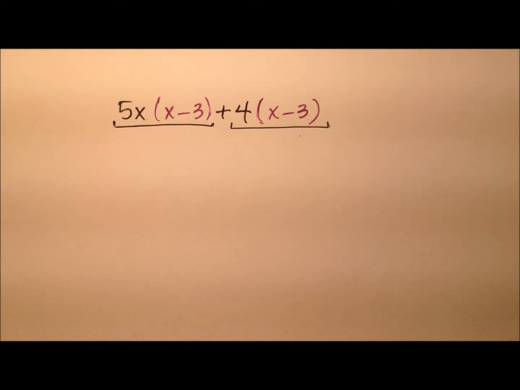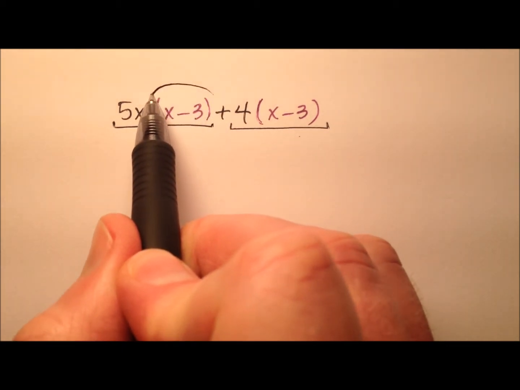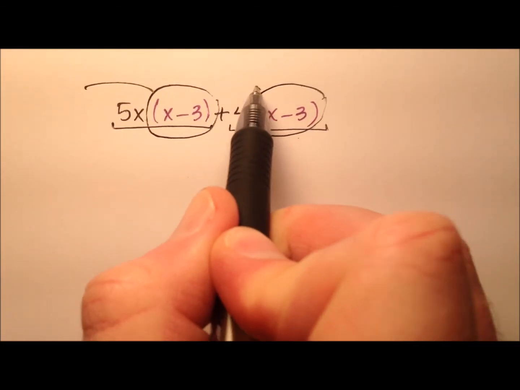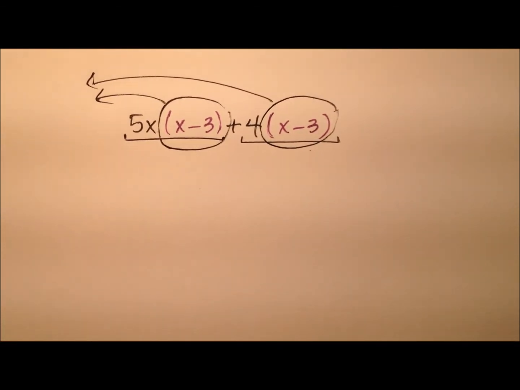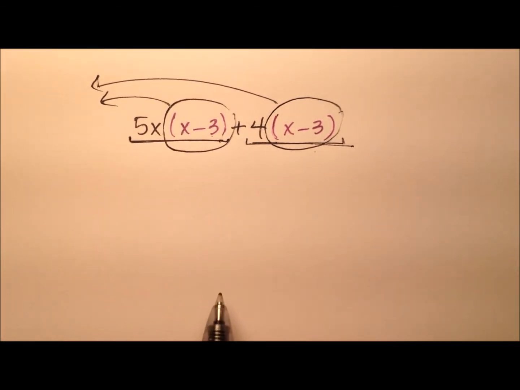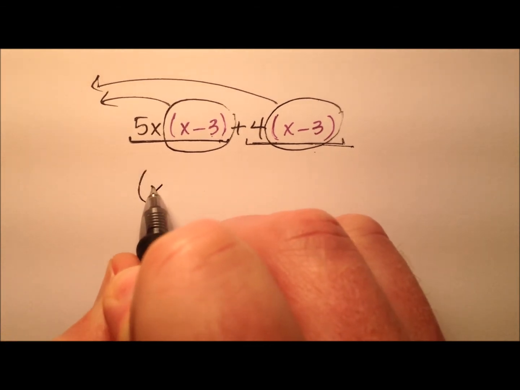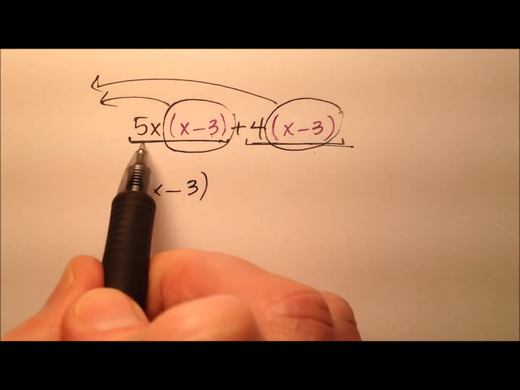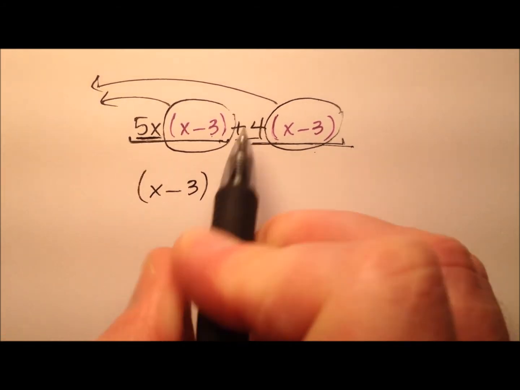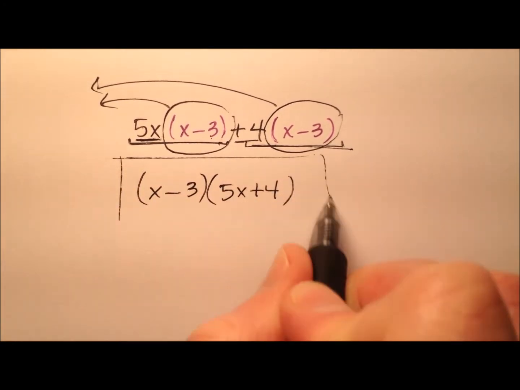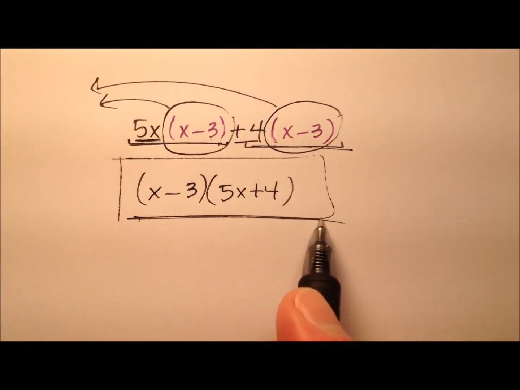So recall from factoring expressions using the greatest common factor that we can take the greatest common factor and divide it out of both the terms and put it out front as a backwards distributive property, if you will. Well, it looks like both of these terms contain the x minus 3. So I'm going to factor out that x minus 3 and put it as its own quantity out front. And what's left is this 5x and this plus 4, and that will go right here. Okay, so this is what that factorization looks like.